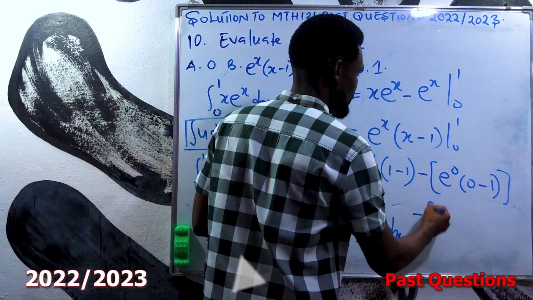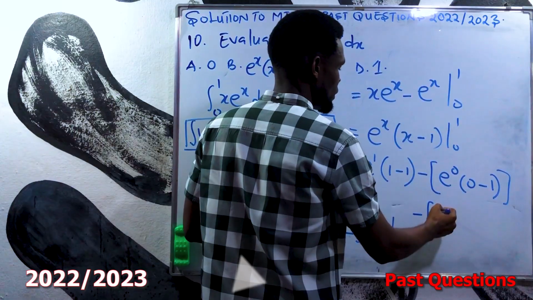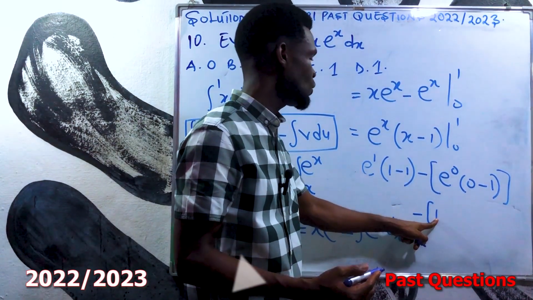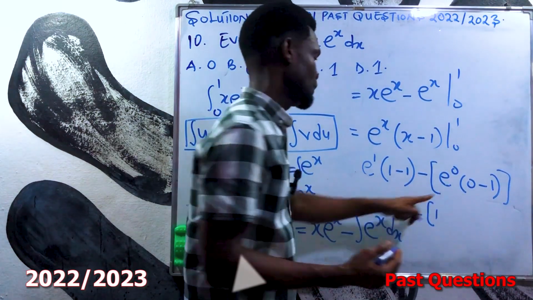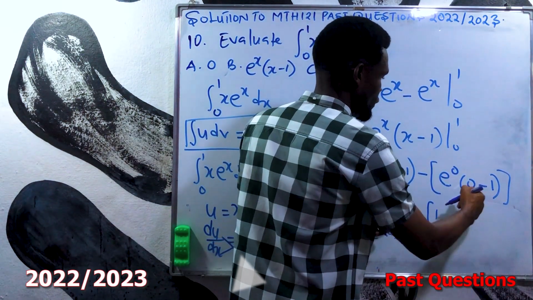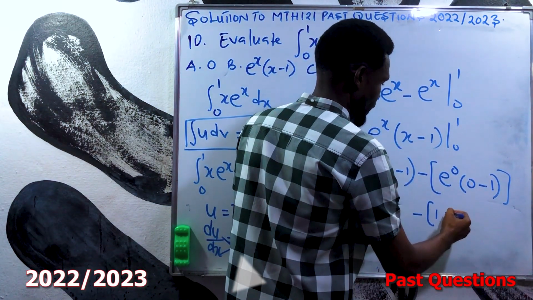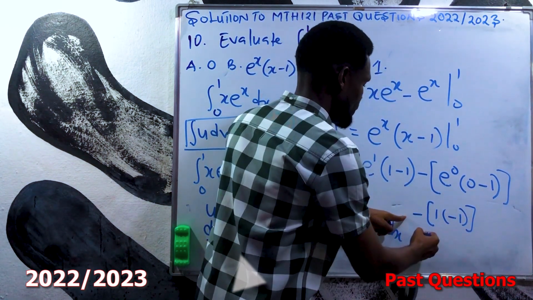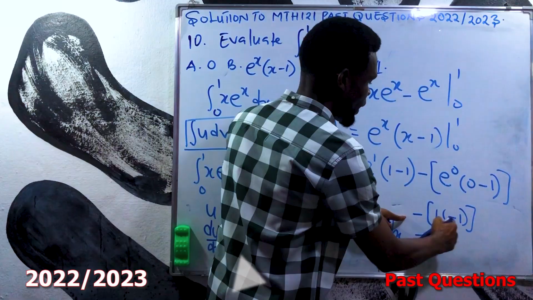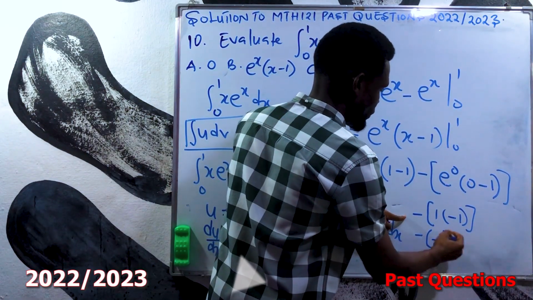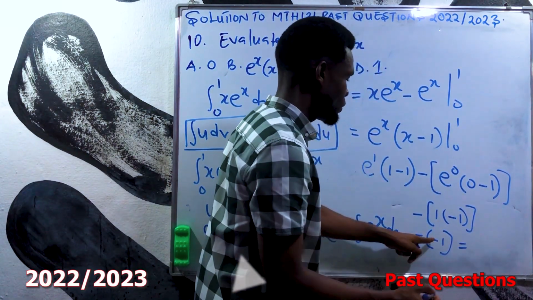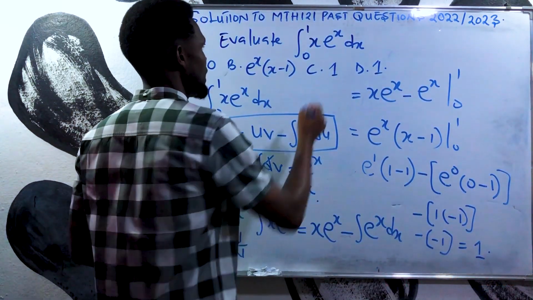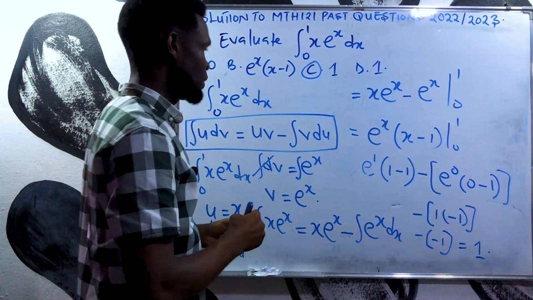I'm left with minus into exponential 0, which is 1. Mathematically, from the laws of indices, anything raised to power 0 is 1. Okay, and then 0 minus 1 is minus 1. So this is minus into 1 times minus 1 is minus 1. And then minus times minus 1 is plus 1. So that means that the answer is plus 1, which is C.